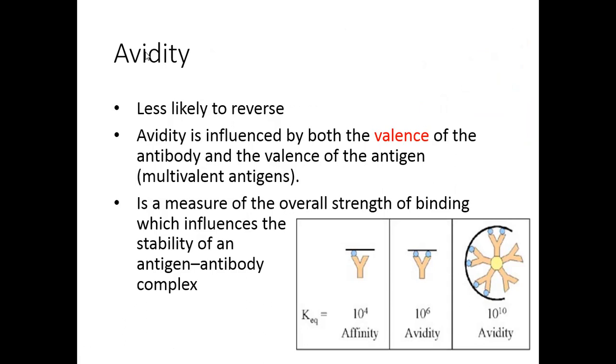Avidity is less likely then to reverse because, again, we have many, many binding sites in an antigen-antibody binding. Avidity, as I said, is influenced by both the valence of the antibody and the valence of the antigen, which is why it's important that we have those multivalent antigens and multivalent antibodies. Avidity, by definition, again, is just the measure of the overall strength of the binding, which influences the stability of an antigen-antibody binding complex.